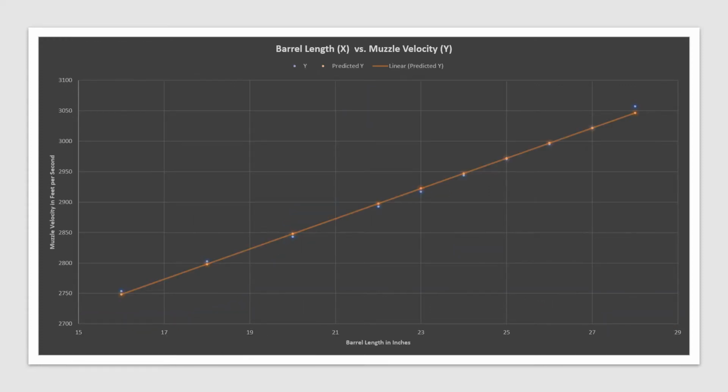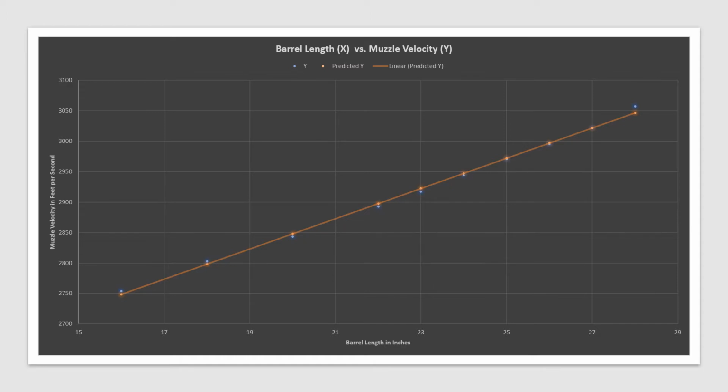So here we have our expected values plotted against our actual values, and that's shown here by the orange line, our linear regression line, shown against the blue dots. The blue dots are our actual values. And then you can see the difference here between the orange line and the blue dots. That's going to be the error.